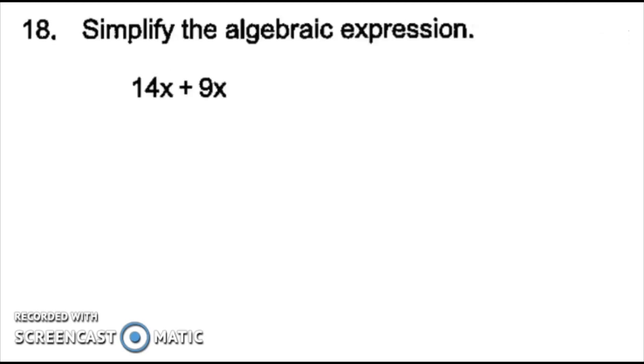Number 18 is asking you to simplify the algebraic expression. So that means we will be combining like terms. Like terms are terms with the same letter and the same exponent. These both have x's, and the exponent, even though it's not written, is 1. So that means we just add up the numbers in front, which is 14 and 9, and 14 plus 9 is 23, so simplifying this will give us 23x. So number 18, the answer is going to be 23x.